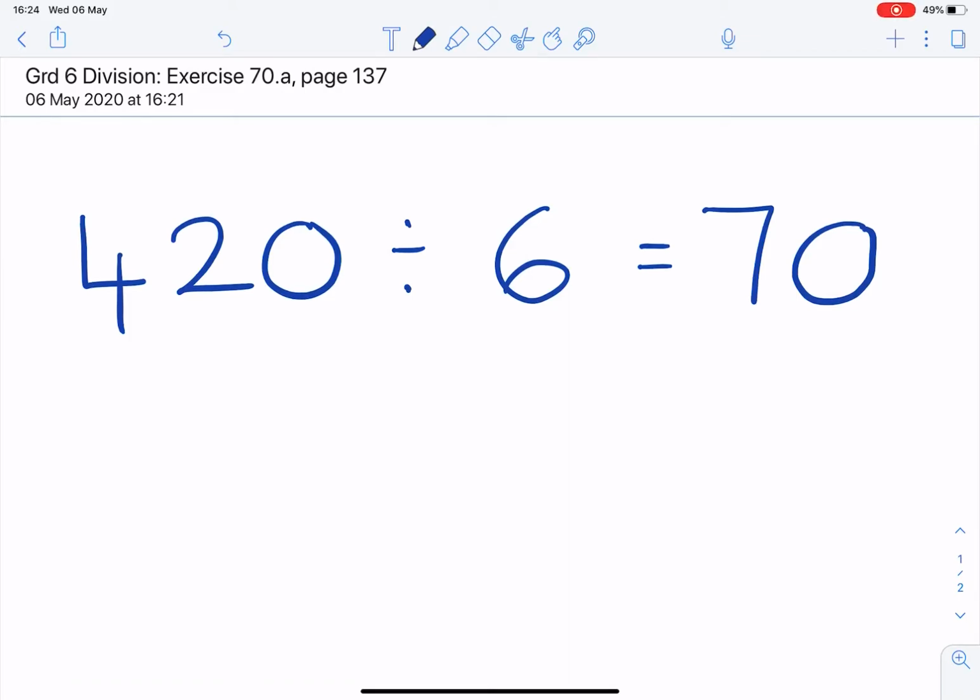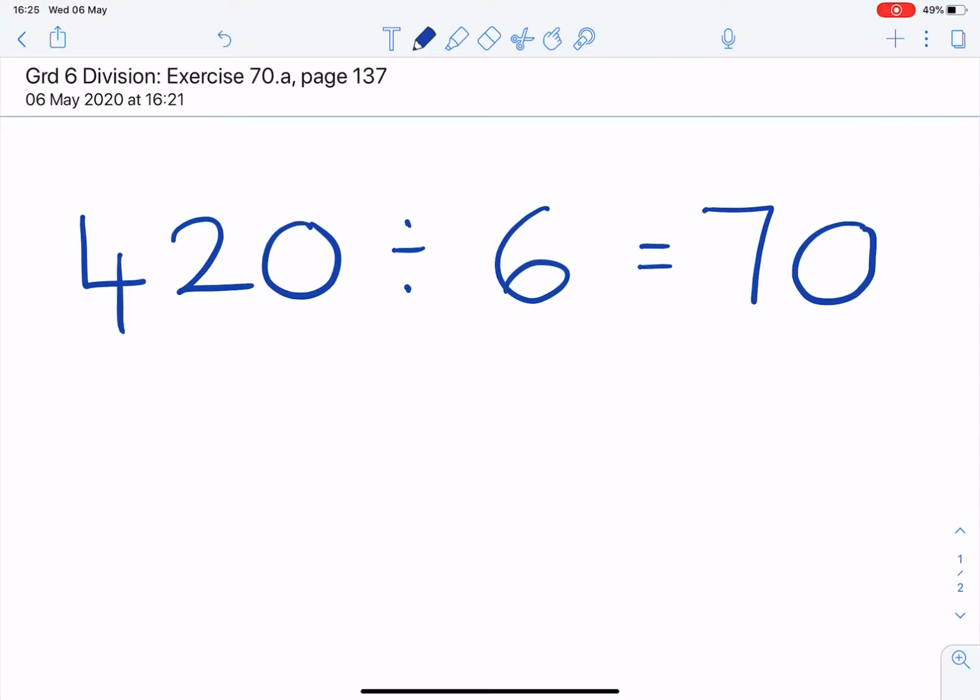Hello grade 6s. We are moving on to exercise 70A today, and we are going to be dividing. Not with a calculator today. You're going to be using your own heads. Right, let's look at this sum that I've written down. 420 divided by 6 equals 70.